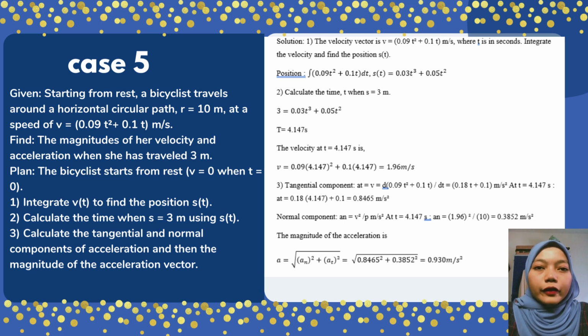The magnitude of the acceleration is a equal to the square root of (0.8465 squared plus 0.3852 squared). The final answer is 0.930 m/s^2.